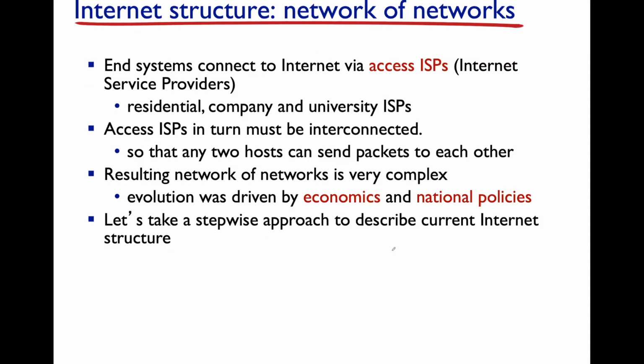So the internet is structured, as we said before, as a network of networks. The end systems connect to the internet via what we called access ISPs, which are provided by internet service providers. There are different types of access networks: residential, university, wireless, and so forth. The access ISPs must be interconnected to one another so that any two hosts on different access ISP networks can exchange packets with one another. This results in a network of networks, which is very complex, and the evolution of these interconnected networks was driven by two forces: economics, competition in the marketplace, and policies.